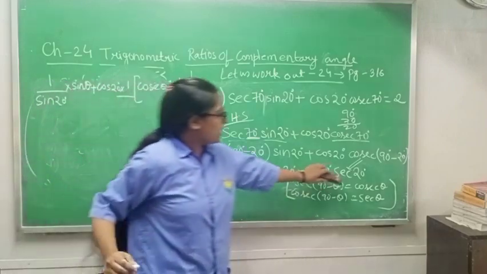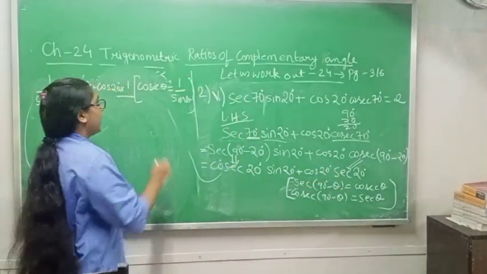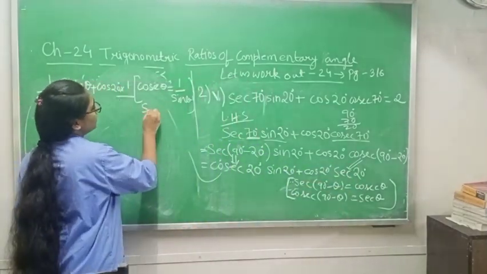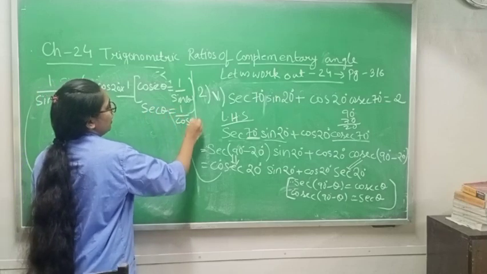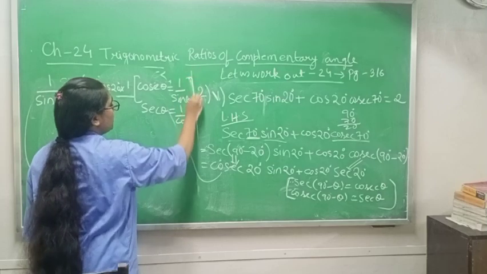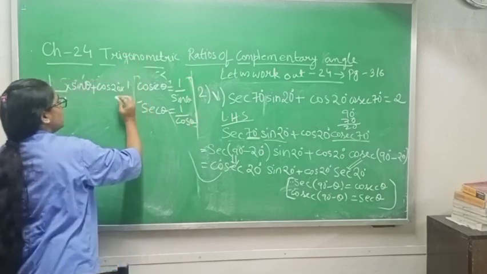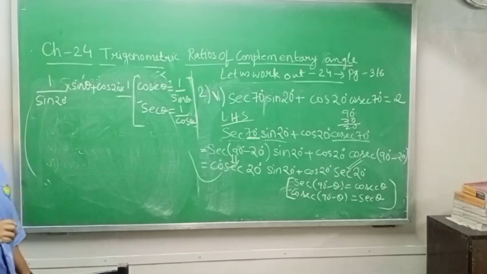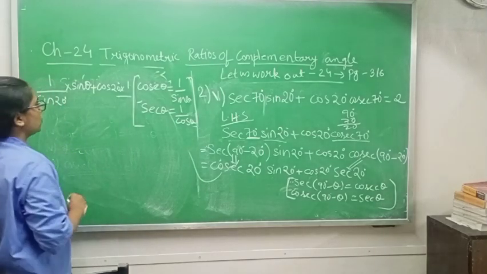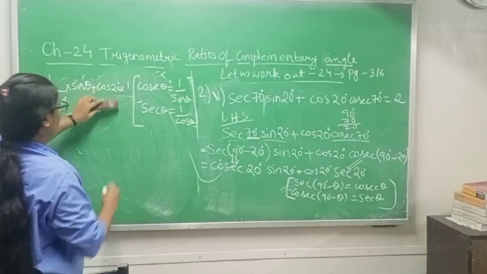Now in sec 20 degree place I can write 1 by cos. Why? Because there is the relation sec theta equals 1 by cos theta. Class 10, when you are doing complementary, you have to use that formula which you have already done in chapter 23. Otherwise you will not be able to do the sums.